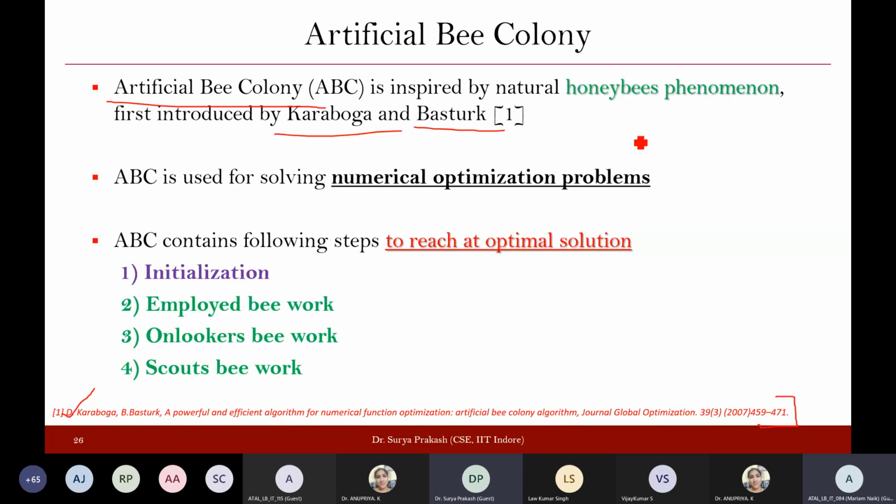So the bee colony is motivated by natural honeybees, and it is used for several optimization problems. We are going to use it for contrast enhancement, but it has been used across disciplines of engineering and sciences for performing optimization. Here in ABC, we are going to have the notion of employed bees, onlooker bees and scout bees. So we are saying that we are doing employed bee steps wherever we are implementing the notion of the employed bee.